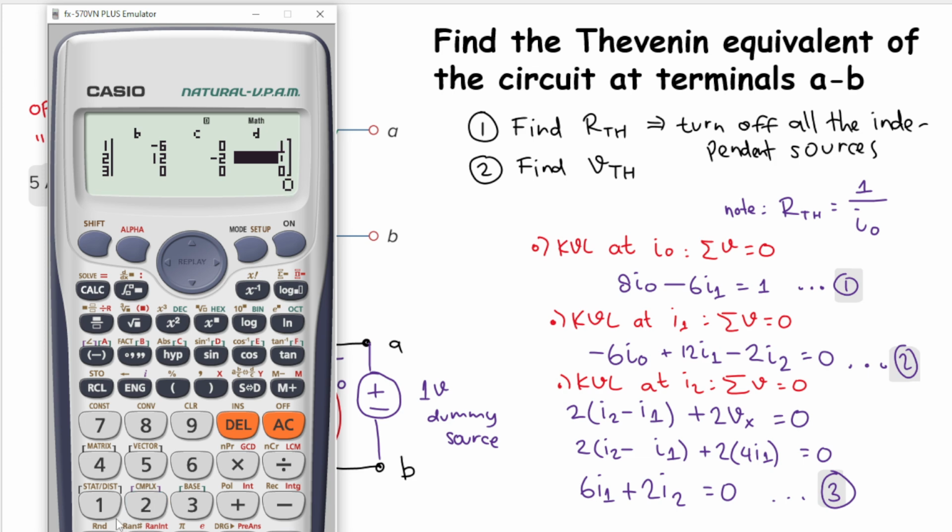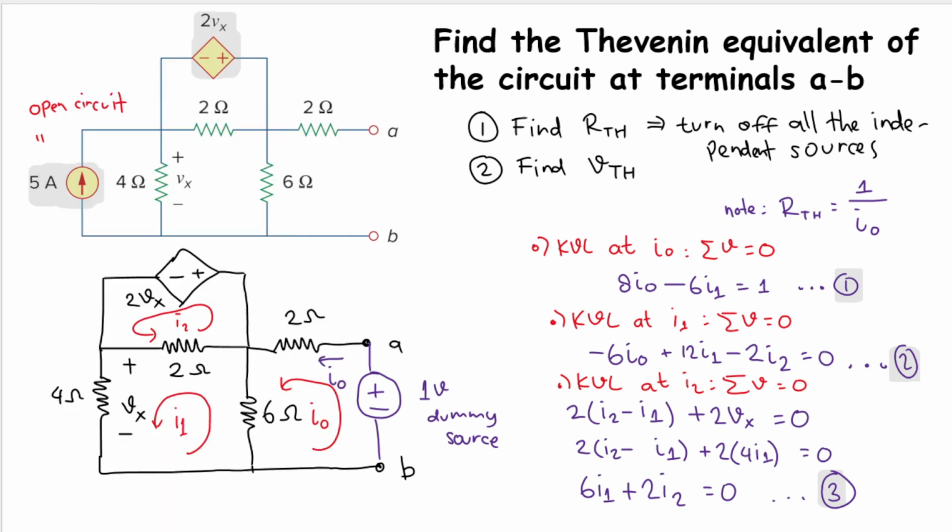And all of that will equal 0. And here for I0, I will have 0 as the coefficient, and then 6, and then 2, and that will equal 0. Good. So we will have the value of I0 here is 1 over 6. I0 is 1 over 6 ampere.